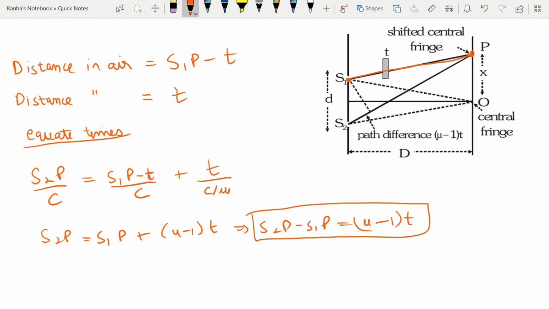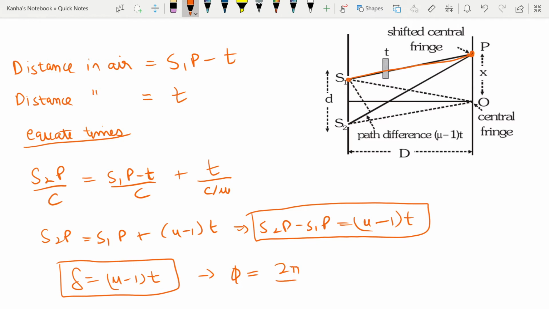What does this tell you? This is nothing but your path difference. So my path difference is nothing but mu minus 1 into T, which implies that my phase difference due to this path difference is nothing but 2 pi by lambda into mu minus 1 into T.